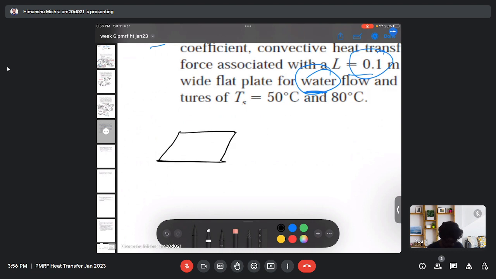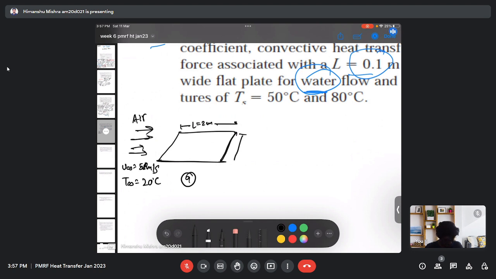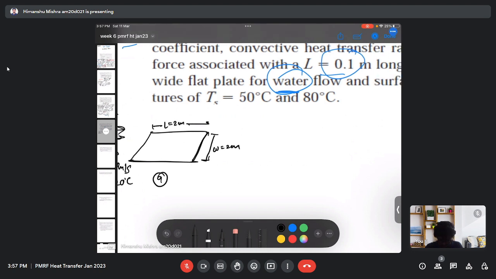So there is a flat plate. This is the first part. In the first part, there will be an airflow over the flat plate with a velocity of 5 meter per second, and the temperature is 20 degrees Celsius. We have been given the length 2 meter and width 2 meter. And the surface temperature is, let's first consider, 50 degrees Celsius.